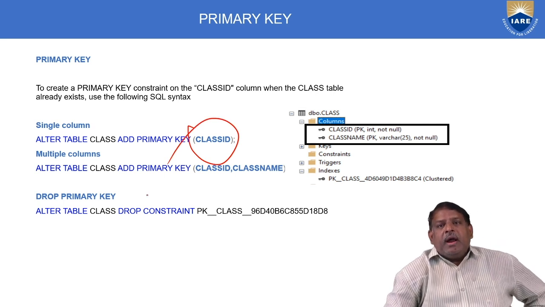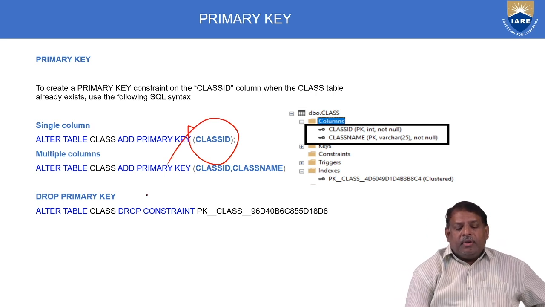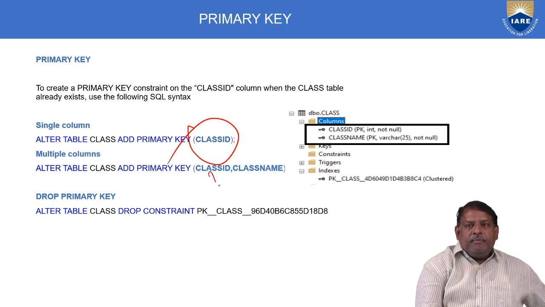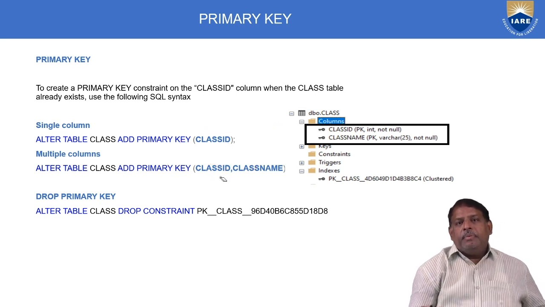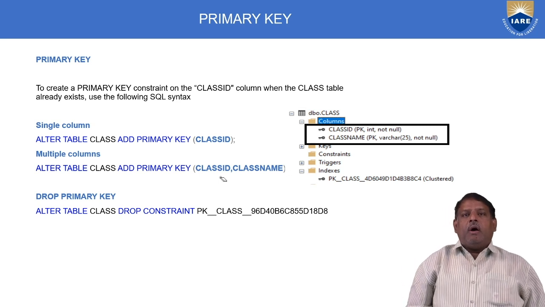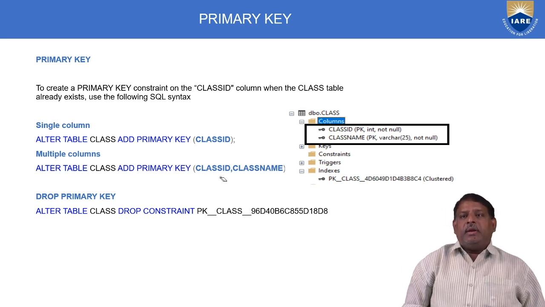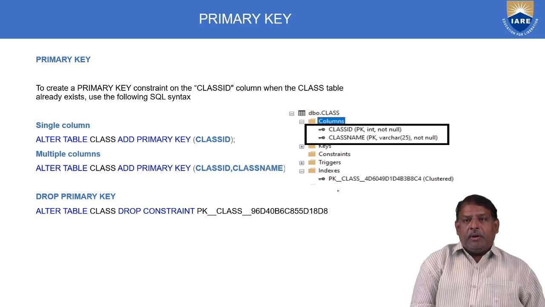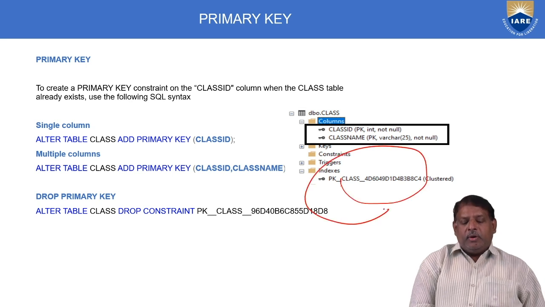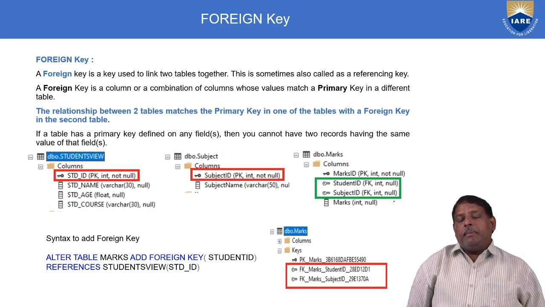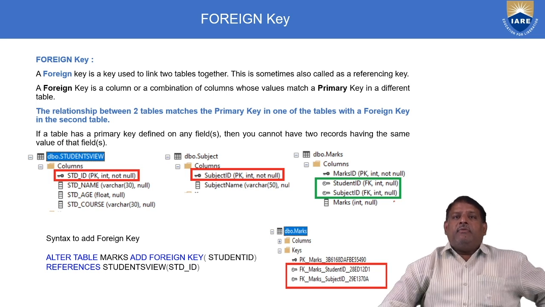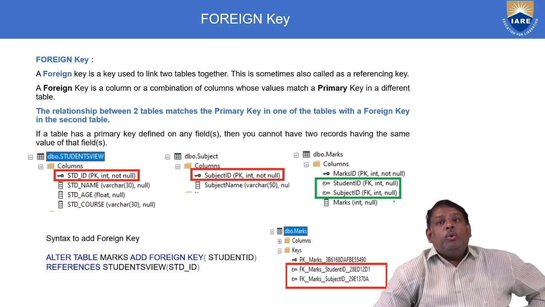If you want to add two or more columns, we can add primary key with the names of the columns. By this, we can create a composite primary key. To drop the key, we say alter table class, drop constraint name. The constraint name is pk underscore class, and this is the unique number given by SQL Server. We have seen primary key. Let us see the foreign key. A foreign key is a key used to link two tables together.